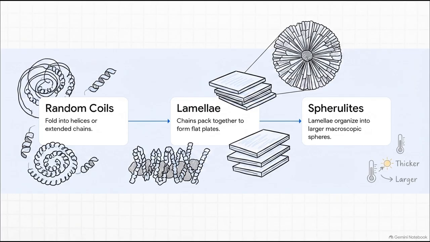Next, those chains pack together to form flat plates, which we call lamellae. Keep in mind, these lamellae still have some amorphous regions mixed in. Finally, those lamellae grow and organize into large, macroscopic spherical structures known as spherulites. Oh, and a quick kinetic note for the exam: thicker lamellae and larger spherulites tend to form at higher temperatures.